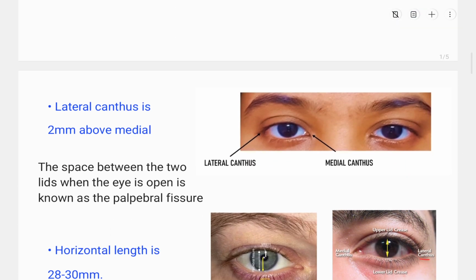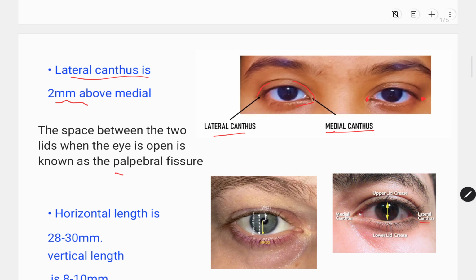The other thing is medial canthus and lateral canthus. Normally the upper and lower eyelid combine on the medial, at the nasal side. This structure is called as medial canthus, and on the lateral side this is called as lateral canthus. This is medial canthus and this one is the lateral canthus. Normally the lateral canthus is about 2 millimeter above as compared to the medial canthus.